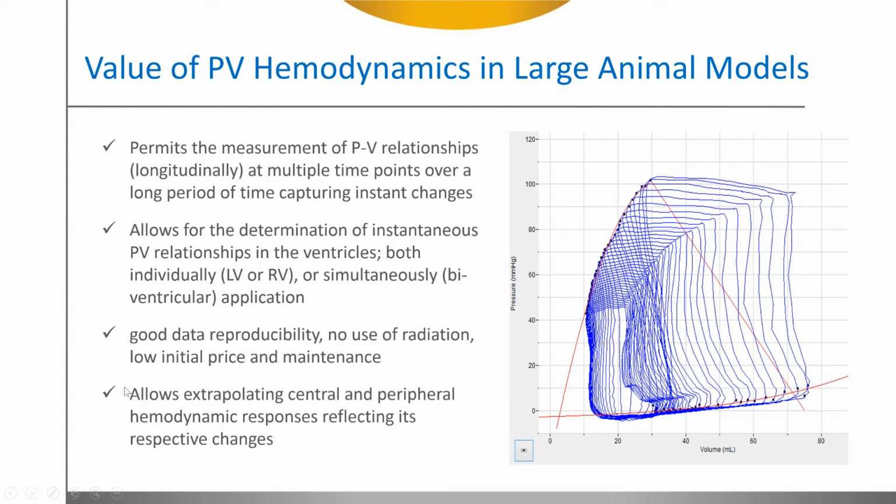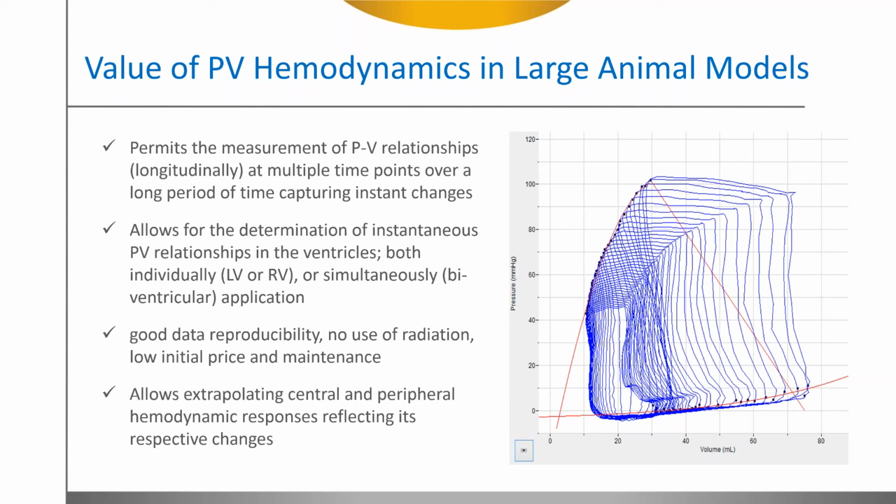Here, the slide: value of PV hemodynamics in large animal models. What it permits is the measurement of PV relationship longitudinally at multiple time points over a long period of time, capturing instant PV relationship changes.